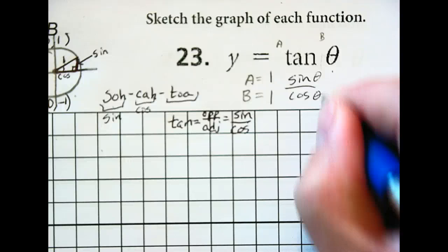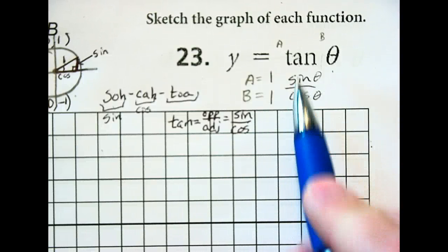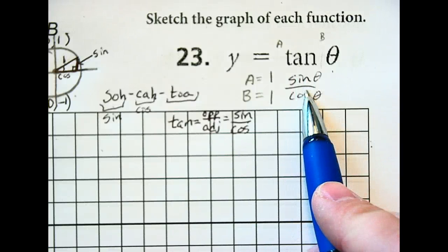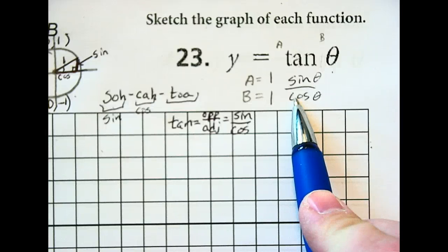Well, cos theta is what? X or Y? X. That's X. X, right? Alphabetical. So it's y over x.